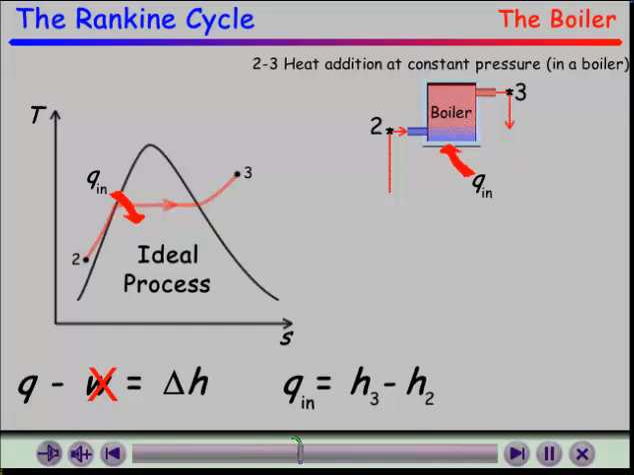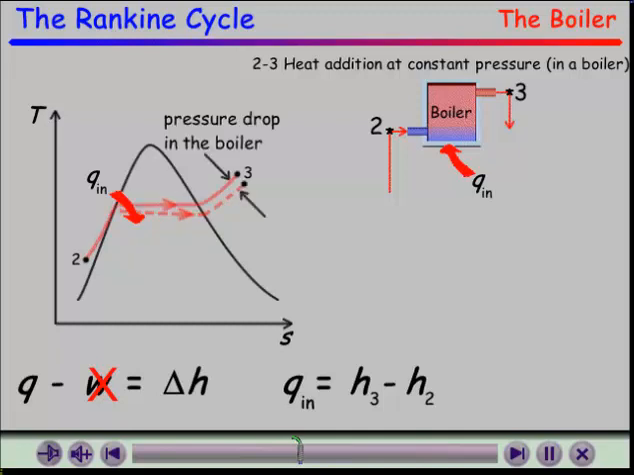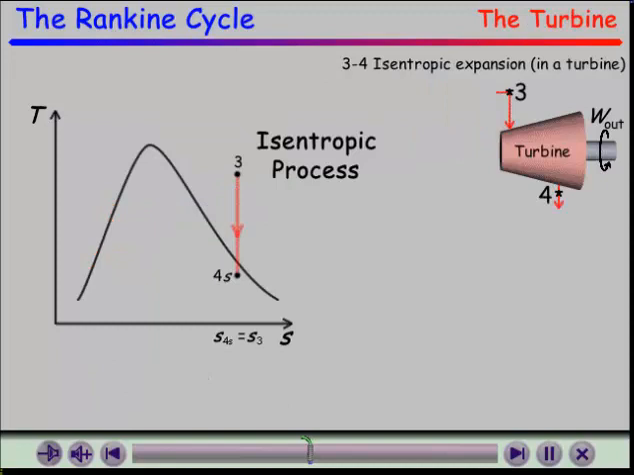In the actual process, there is a pressure drop in the boiler. Therefore, for a given heat input, the temperature at state 3 is lower than it would be if there were no losses. The superheated vapor enters the turbine at state point 3 where it expands and produces work. This shaft work output is used to drive other process machinery.